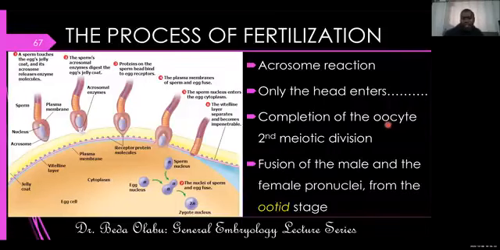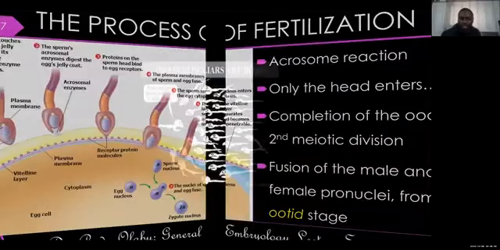The male pronucleus then fuses with the female pronucleus to form the zygote. That stage of development when you have two pronuclei in a single cell is referred to as the ootid stage. The ootid stage is when we have the female pronucleus and the male pronucleus. They have not yet fused, but they are present in a single cell. We call that the ootid stage. So the two pronuclei fuse to form the zygote from the ootid stage. That is the process of fertilization.